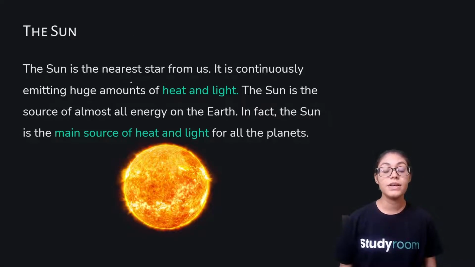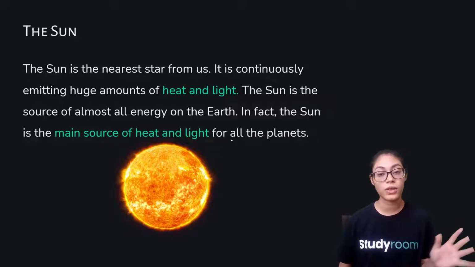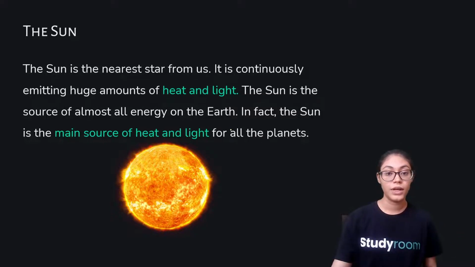The sun is the nearest star to us. It is continuously emitting huge amounts of heat and light. The sun is the source of almost all energy on the earth. In fact, the sun is the main source of heat and light for all the planets.